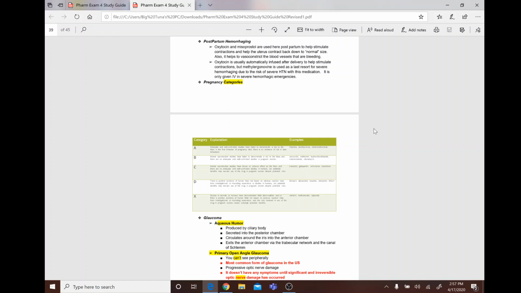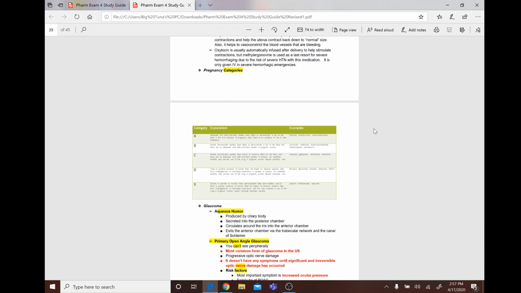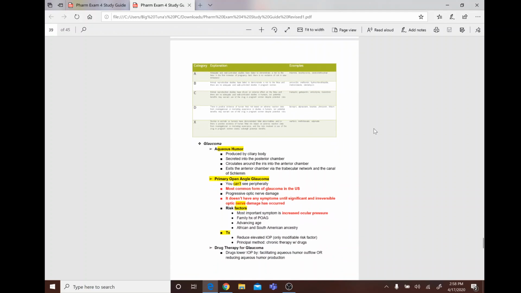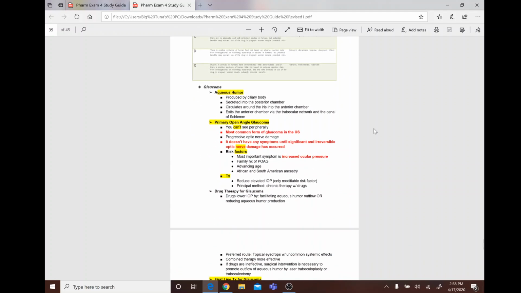Lisinopril, alprazolam, losartan, phenytoin, and lithium. What are some examples of category X drugs? Warfarin, methotrexate, and valproate. Alright, what's the route of aqueous humor? Produced by the ciliary body, secreted into the posterior chamber, circulates around the iris into the anterior chamber, exits the anterior chamber via the trabecular network and the canal of Schlemm.